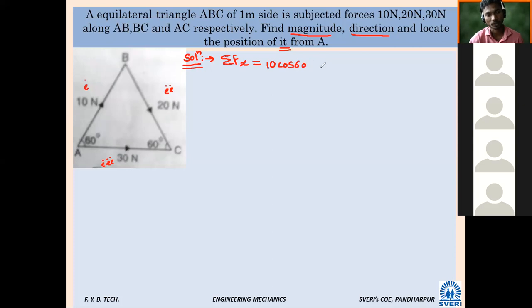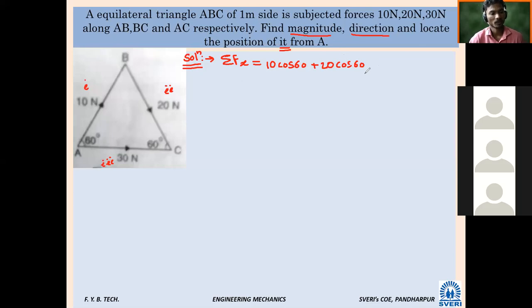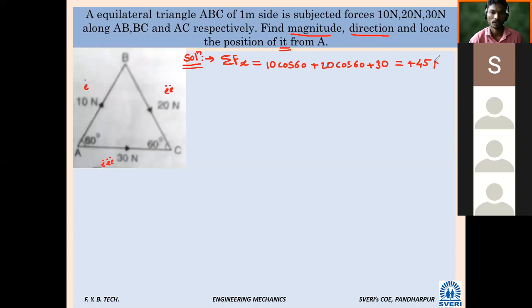Next, force number 2, 20 Newton. Will it be positive or negative? Positive. What will be its value? 20 into cos 60. Third force, 30 Newton, which is along the x-axis, acting horizontally. So shall I write directly 30 Newton? Yes. So what was the value yesterday for summation Fx? 45 Newton. So I will write plus 45 Newton. Very carefully you have to see this.